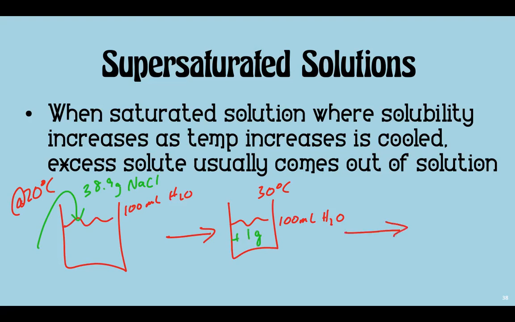If I cool that back down to 20 degrees Celsius, usually what happens is that you'll see on the bottom that extra gram of salt is going to settle out because the solubility at 30 degrees is more than it is at 20 degrees. Okay, hopefully that makes sense. So at higher temperatures, you can add extra, but at lower temperatures, that extra is going to come out.